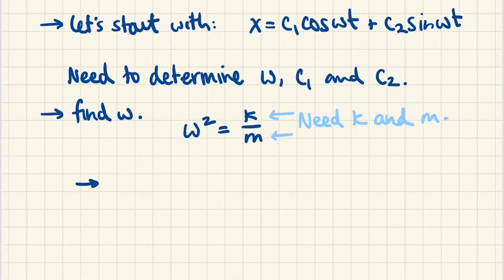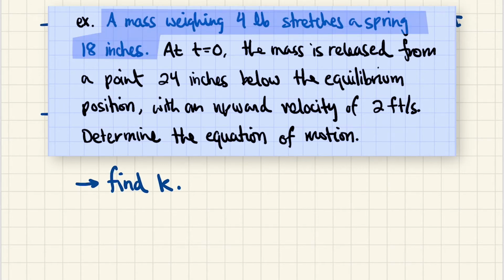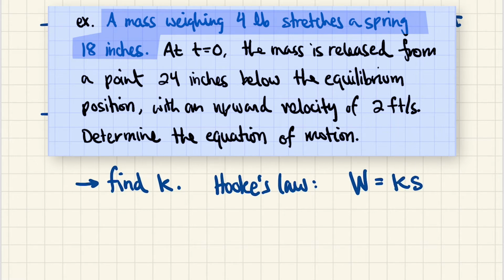So I guess this is a sub-problem of finding k. The mass weighing 4 pounds, stretching a spring 18 inches, is the information we need to use Hooke's law in order to find k. So in equilibrium, the weight of the mass is equal to k times s. I'm using a capital W here for weight so that I don't mix it up with omega. The weight was given as 4 pounds, k is what we don't know, and s is 18 inches. Now, when you're working with the US system, it's better to use feet instead of inches. So let's convert 18 inches to feet, which is 3/2 of a foot.